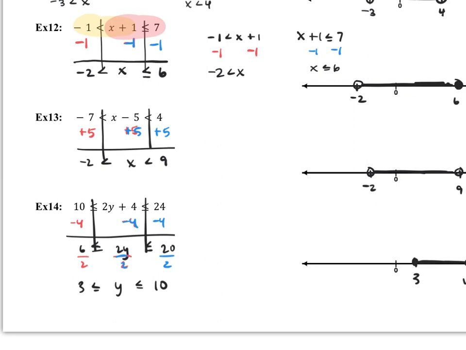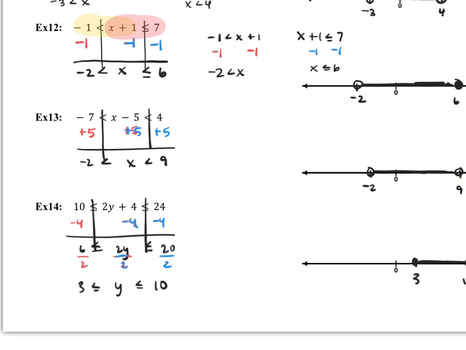So for 13, it's pretty straightforward. There's only one step to getting x by itself. It's to add 5, and then also to add 5. So that means that x is greater than negative 2, and x is less than 9. So two open circles on my graph with my arrows converging.